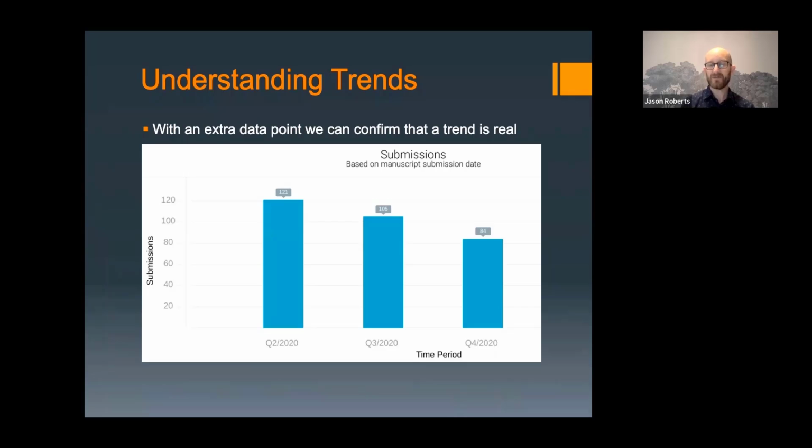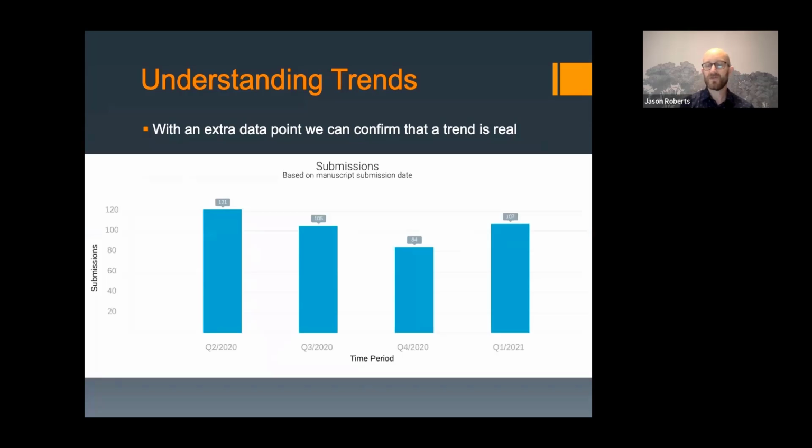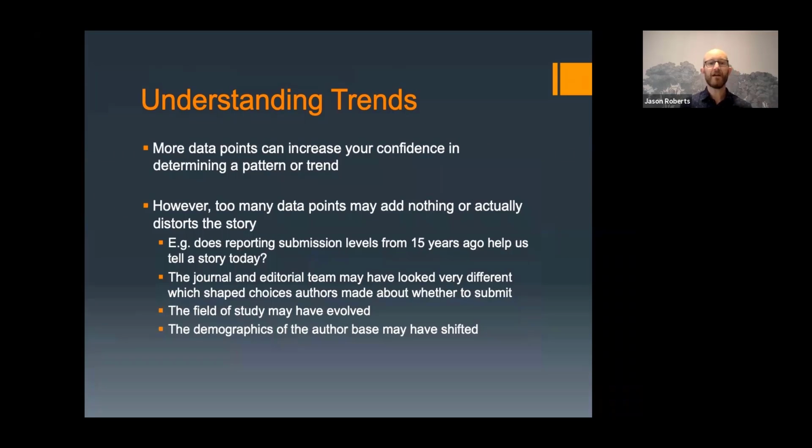So 3 data points might be something that at a minimum you want to determine if this is a trend. So there is a trend here. It's gone down. Is it a long-term trend? Again, time will tell. Well, in the first quarter of 2021, it's back up again. Now, what we could also do then is look back to the numbers from Q1 2020, which are not included on this chart. And how does 107 submissions compare to Q1 in 2020? So this is how you build up a bigger and richer picture of what's happening at your journal.